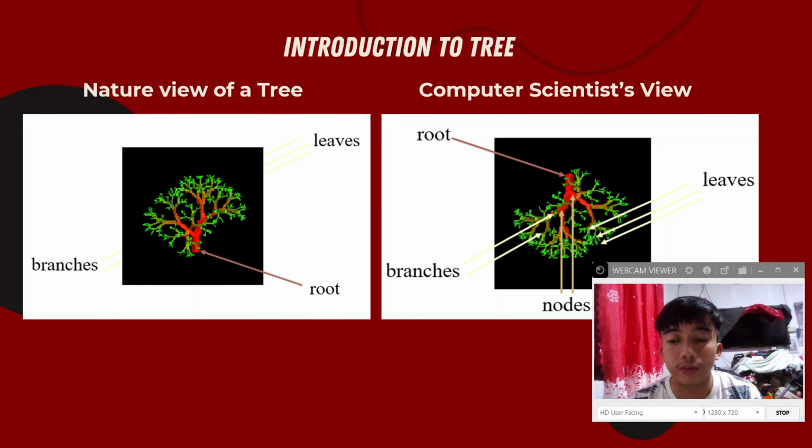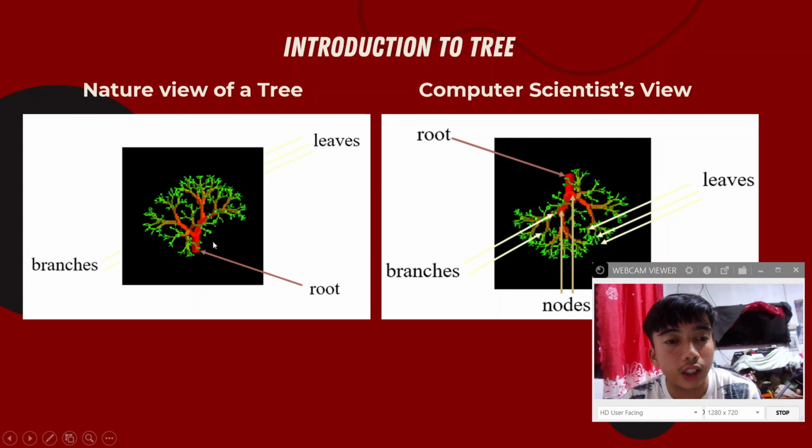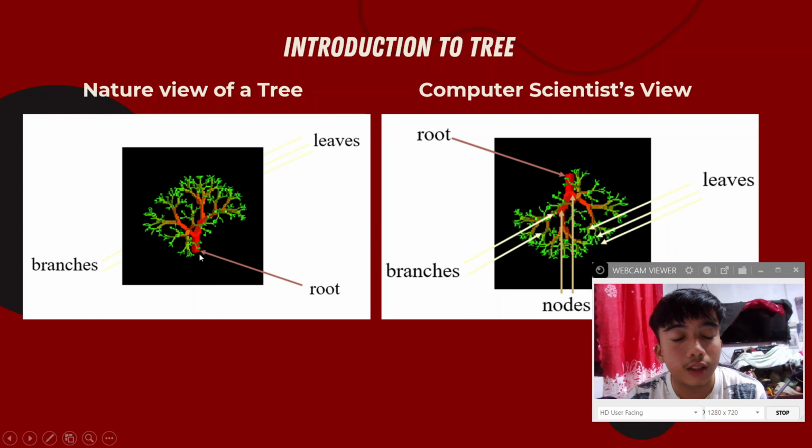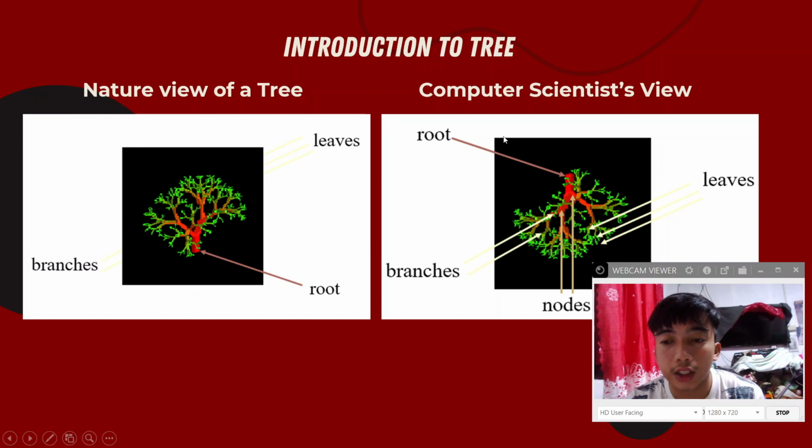There are two types of trees in this picture. This one is the natural tree, which is our view. This is what the tree looks like in the real world. The root is located at the bottom, while the leaves and the branches are here. While in the computer scientist's view, the roots are located above, while the leaves and the branches are at the bottom. And it also has the nodes, which are located in this area.